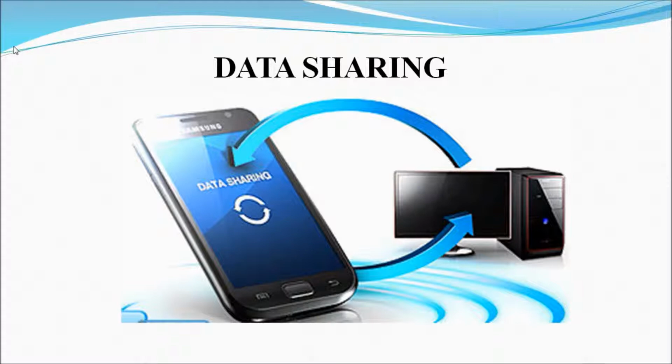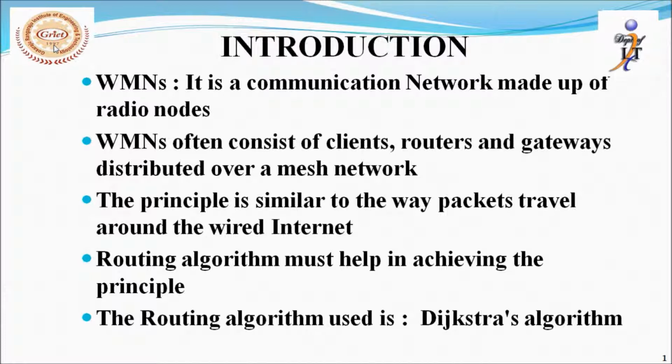Dynamic routing algorithms are implemented in wireless mesh networks using cross-layer metrics to achieve reliability. This routing algorithm will make sure that the data takes the most appropriate path to reach its destination. Before entering into the topic, let me explain the key terms involved.